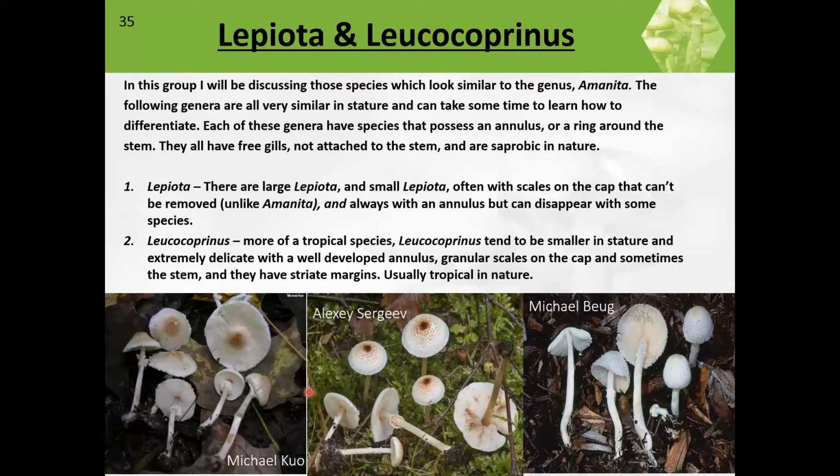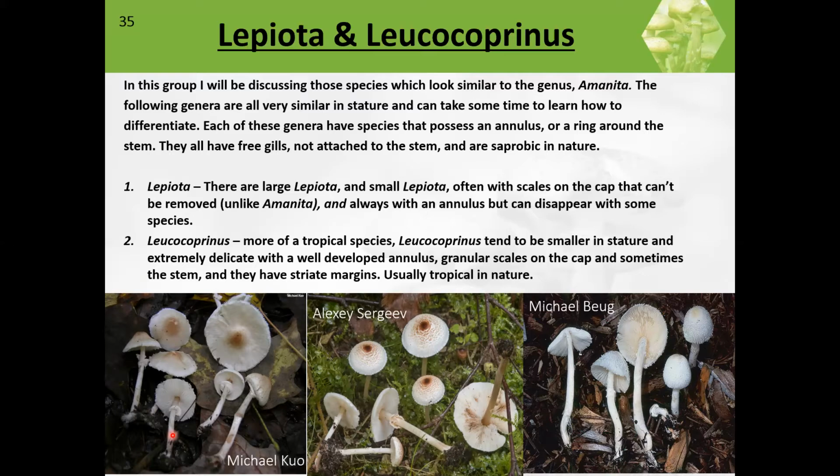Lepiota and Leucocoprinus. So these can sometimes be confused with Amanita, right? And the important characteristic between these is they don't have a volva, which is the egg that Amanitas start off their life cycle with. The thing about that is some Amanitas, like I mentioned earlier, you won't be able to recognize the volva as present, right? So it can kind of be tricky.